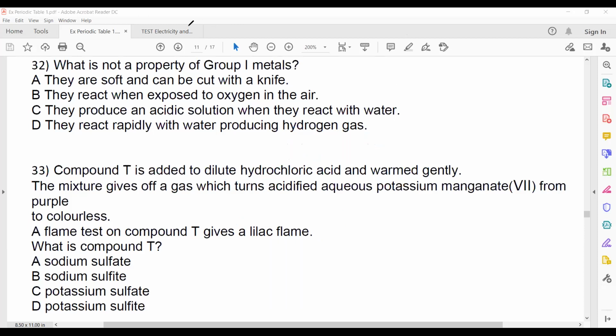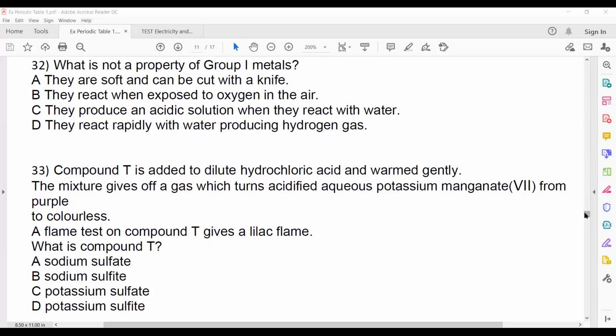Any other question or doubt? The test for sulfate is barium nitrate. You add barium nitrate, and if it forms a white precipitate, then it is sulfate. Sulfate is SO4 and the test is to add barium chloride or barium nitrate. But for sulfite, we add hydrochloric acid, heat it and test with potassium manganate 7, which will turn from purple to colorless. Or it can be pink to colorless depending on the concentration of potassium manganate.